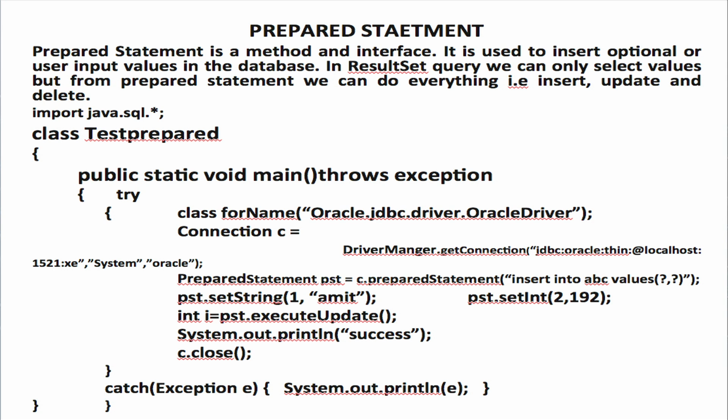So this is the connection string, jdbc:oracle:thin:@localhost, meaning the same computer we are connecting to as a server. 1521 is the port number and XE is the DSN name. System is the username, Oracle is the password. PreparedStatement pst equals c.prepareStatement, insert into, directly we are writing the insert command. Insert into table name ABC values question mark, which means it will take the value from the user.